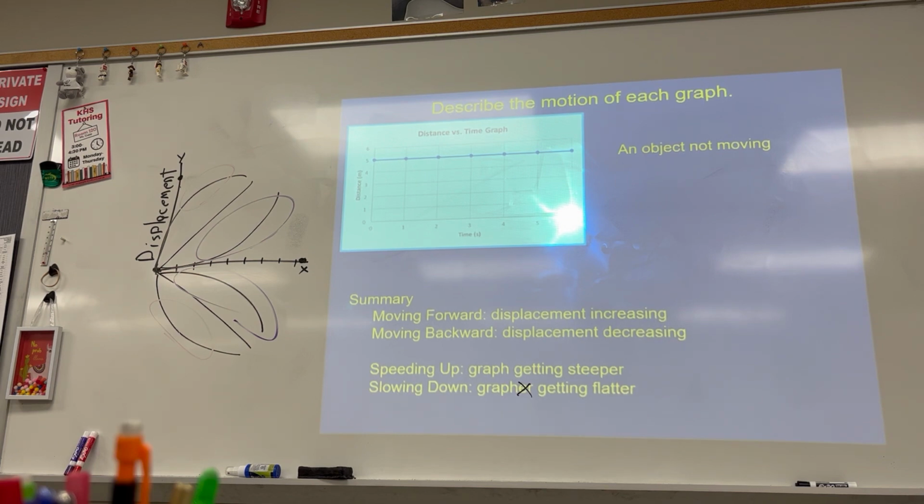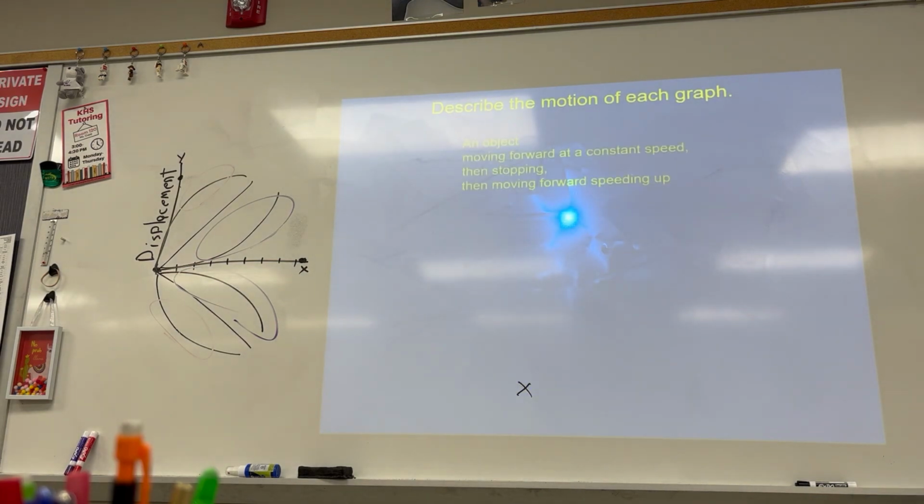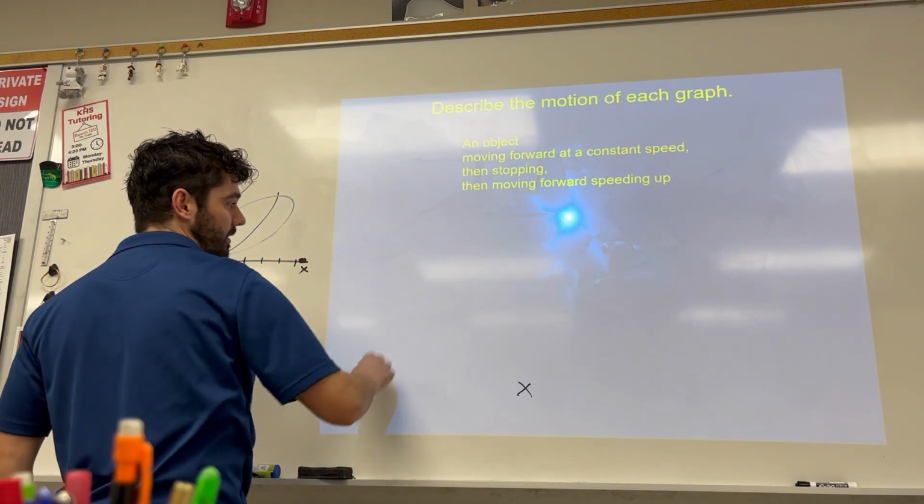Okay. Questions about any of this? Okay, I want us to practice recognizing how to look at a graph and interpret it to understand what type of motion is happening. Okay, let's do some practice. On your notes, try to make your own graph that has these three things happening in that order.